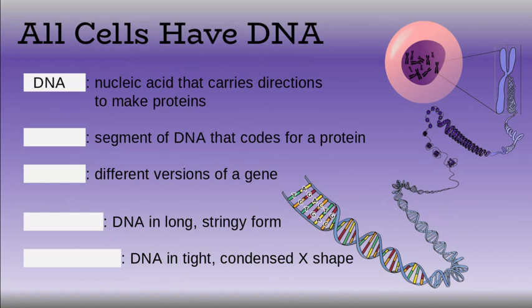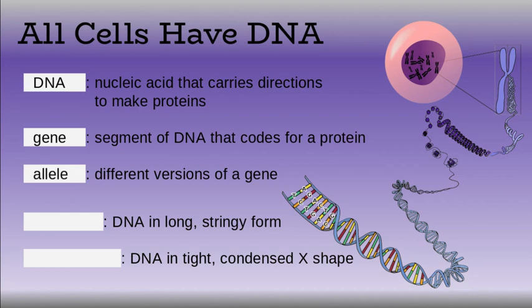The first being DNA, a word we should already know. It's a nucleic acid that carries directions to make proteins. On DNA, there are certain segments called genes. These are the actual parts of the DNA that are coding for the proteins, which means when DNA undergoes transcription, these are the small parts of the DNA that are actually getting transcribed and then used to make a protein.